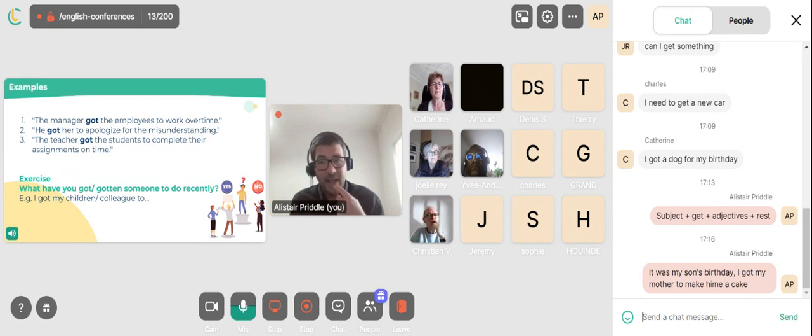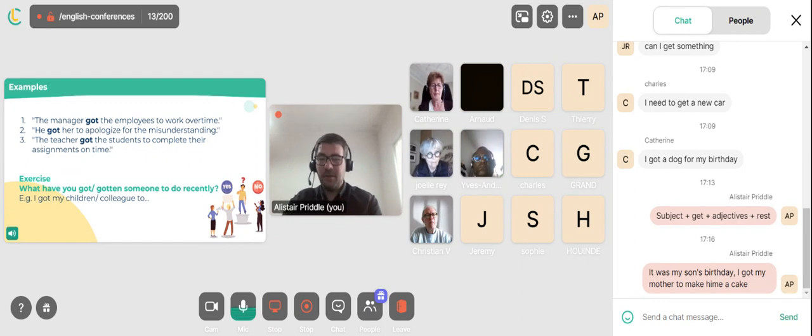Okay, so we have an exercise again for the chat if you wish to do it. The exercise: what have you got or gotten someone to do recently? For example, I got my children, I got my colleague to.